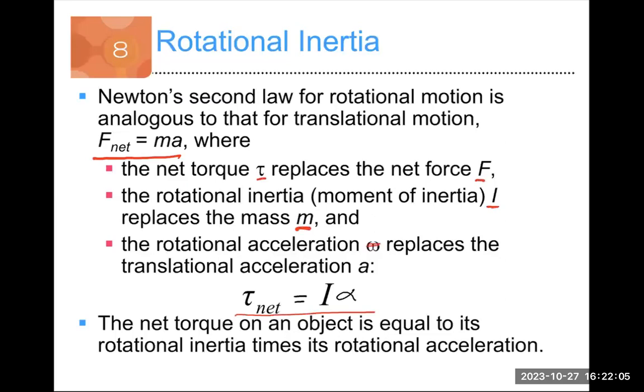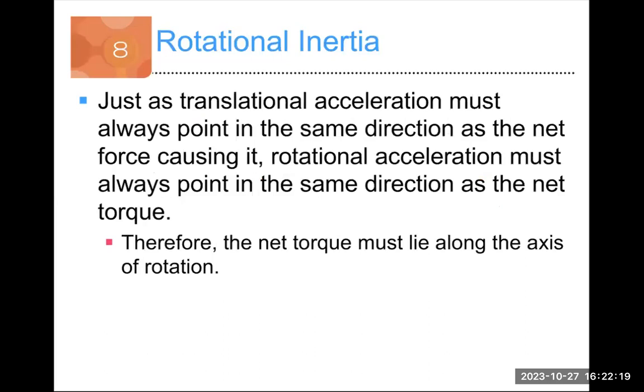And right here is a mistake. This should say alpha. There's a mistake with my symbols. So just like we saw when we were dealing with translational acceleration, that it always points in the same direction as the net force that's causing it, we see that our rotational acceleration must point in the same direction as the net torque. So the net torque is going to lie along that axis of rotation.